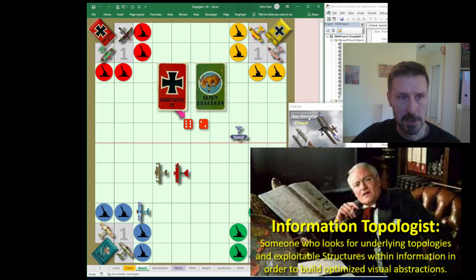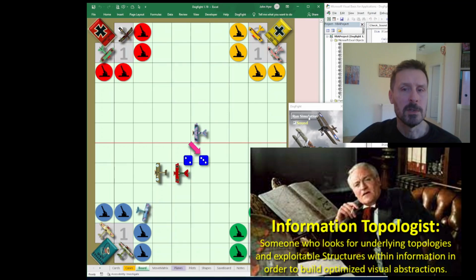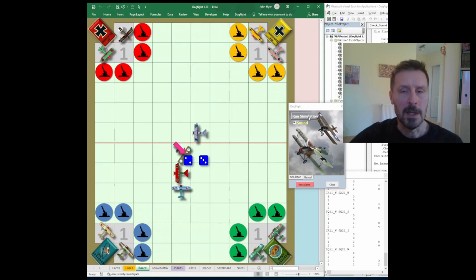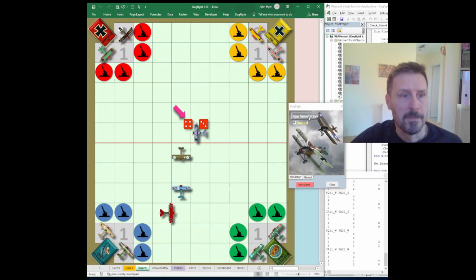In this video, I will look at some architectural considerations required for a virtual board game with orthogonal movement through an isometric grid. That means up, down, right, left on a square grid.